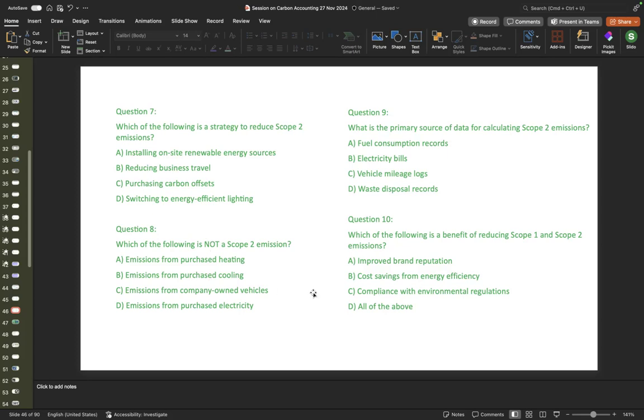Question number 10. Which of the following is benefit of reducing scope 1 and 2 emissions? What is the benefit you will get if you reduce scope 1 and 2? Sir, improve brand reputation. B and C. Cost saving. All of them. All of them. Why? Compliance भी कर पाओगे, cost saving तो होगा. Energy अगर efficient बना रहे हो तो cost saving हो रही है.